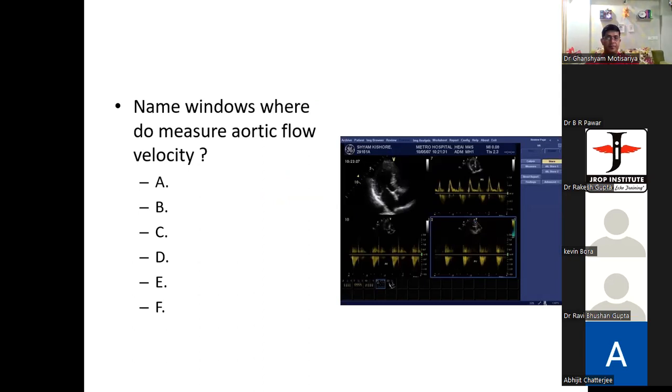Yes, sir. Name the windows where we measure aortic flow velocity. So we can do this in 5-chambered view, 3-chambered view, and... 5 and 3. I think so. 5 and 3. That's it, sir.